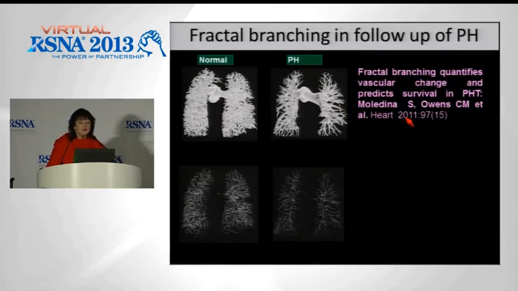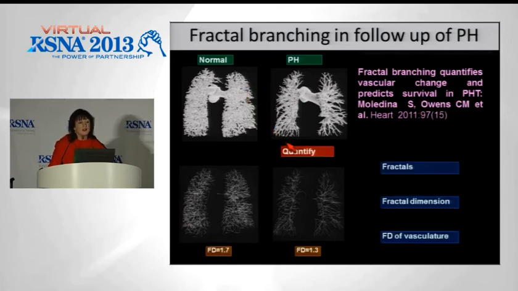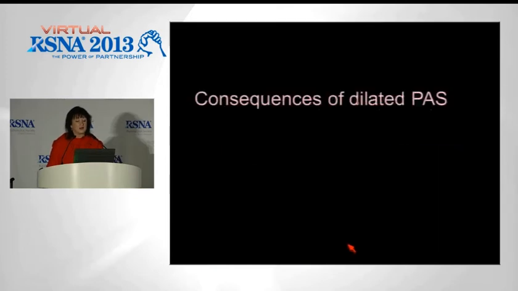We actually looked at a group of patients which we published in 2011 using fractal dimensions to try and quantify their response to therapy and also predict survival. And that's very helpful in terms of families and management. And you can see here a normal patient with a normal fractal dimension of 1.7 and a very abnormal pulmonary arterial hypertension fractal dimension of 1.3.